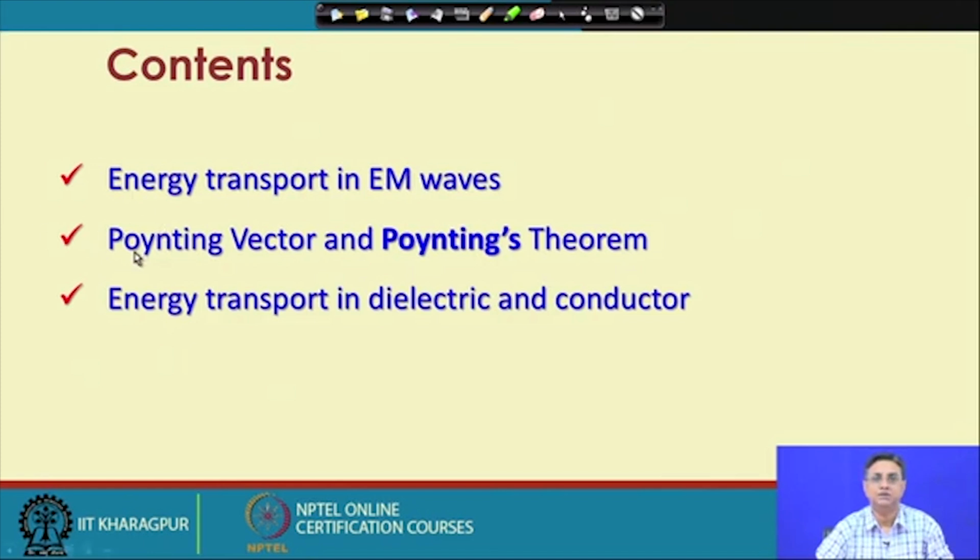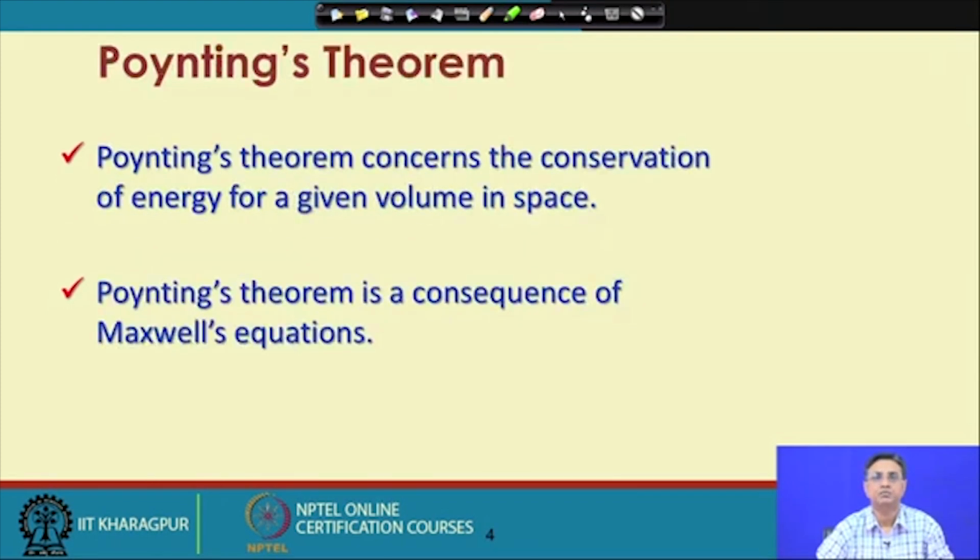Then in the process we will work out the Poynting vector and the Poynting theorem. We will look at each of the terms of the Poynting theorem. Followed by this, we will take two example cases: the energy transport in a dielectric medium, and we will also consider the transport of energy in a conducting medium.